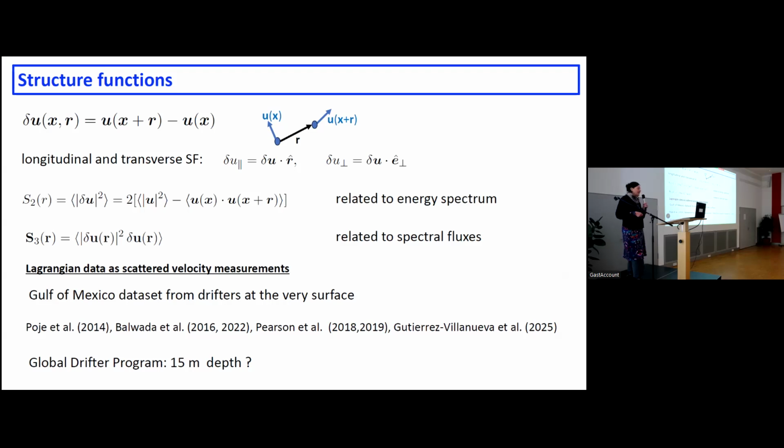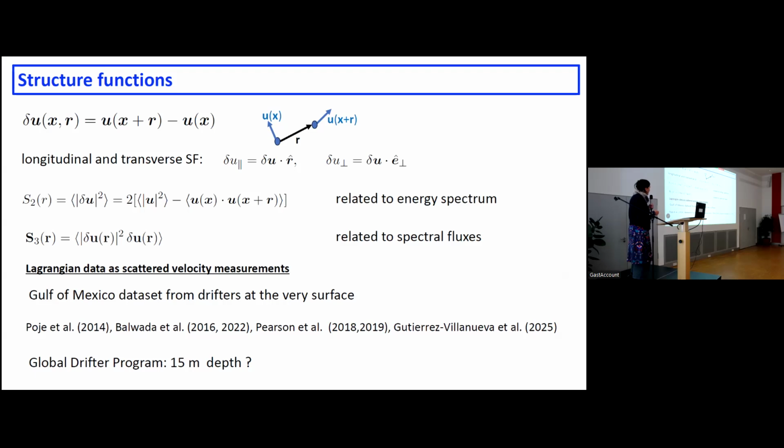But on the other hand, you actually have the Global Drifter Program data set. Those are drifters that stay at 15 meters depth, so they're different from the drifters that were used in this data set. Not that many structure function analyses were done on this data set, but it's a technically comprehensive data set with a lot of data, globally available, so there could be a potential of investigating structure functions from there.